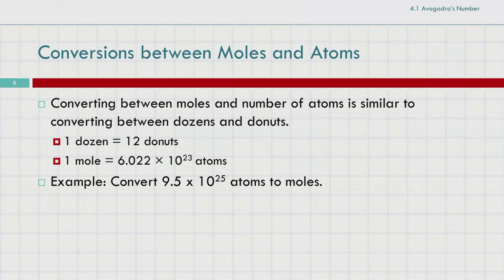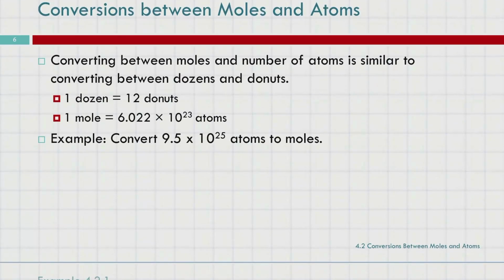The way that we use this is similar to the way that we used a dozen. So swap out dozen for mole, and swap out donuts, our singular unit, our smallest piece, for atoms. So let's say that we've got a mind-bogglingly large number of 9.5 times 10 to the 25 atoms, and we want to convert that to the much more palatable, but not as palatable as donuts, moles.